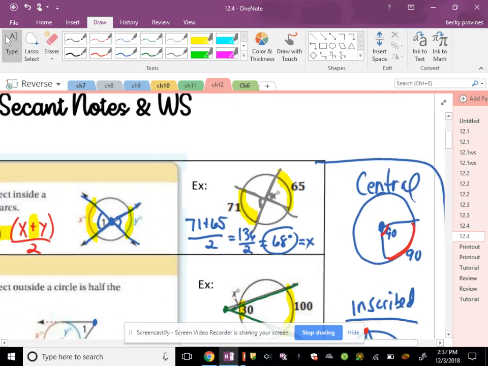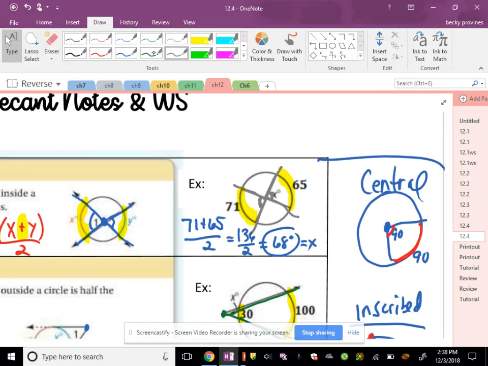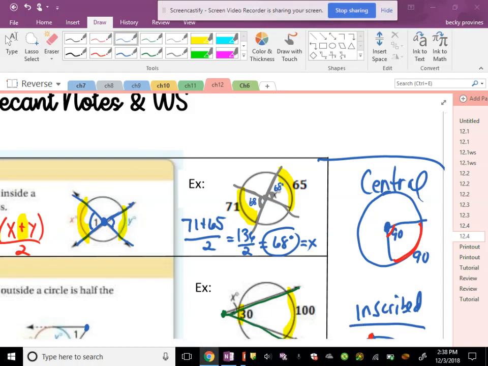So when I did this one, I want you to notice that the vertex is not necessarily at the center, and I opened up the angles to find the intercepted arcs. So my intercepted arcs are 71 and 65. I'm just going to add those two numbers together and divide by 2 to get 68. So the 68 actually goes here and here both because they're vertical angles, and vertical angles are always equal.